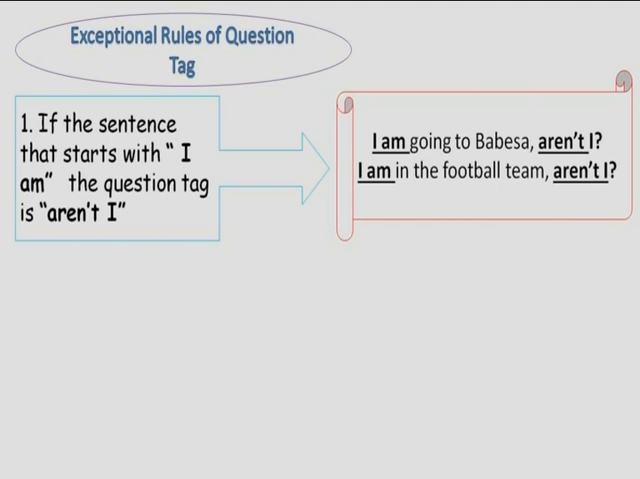"I am in the football team, aren't I?" See, can you see? Okay.